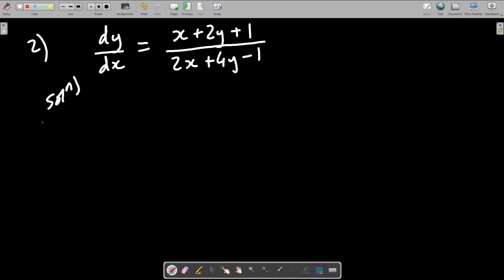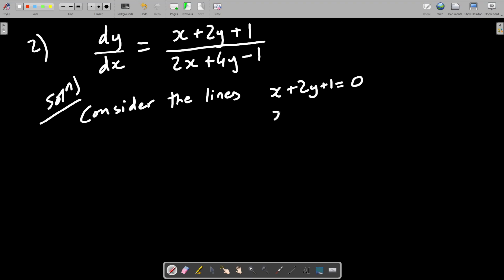Solution. Let us repeat what we had done in the previous problem. Finish the previous problem now, everyone. Okay, so let us start with this now. So consider the lines x plus 2y plus 1 is equal to 0, 2x plus 4y minus 1 is equal to 0. Okay, if you all want, I'll take this plus 1 on the other side and minus 1 on the other side and write it like that.